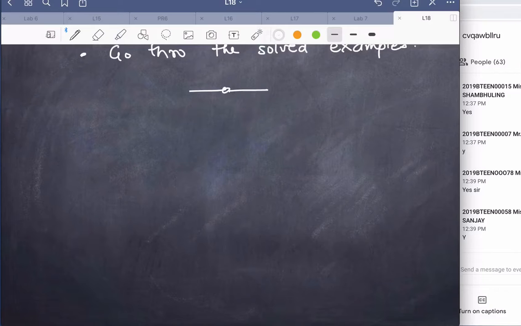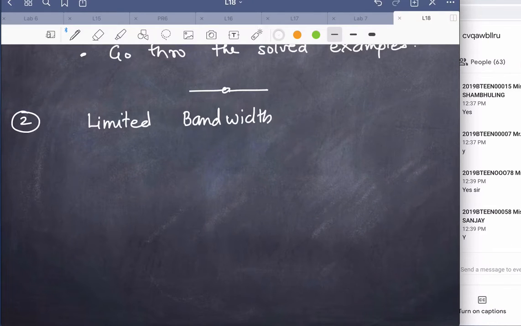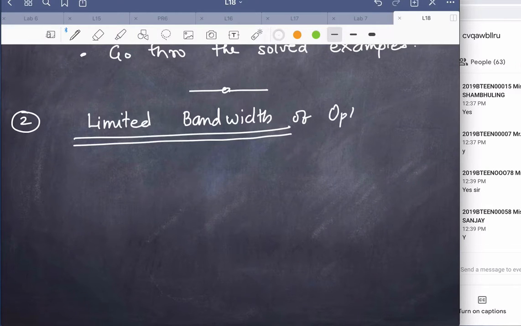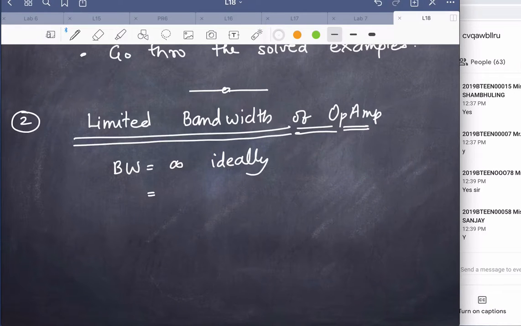This is the first part. The second part I wish to share, maybe I'll show you one demo also, is the limited bandwidth. Limited bandwidth of op amp. Ideally an op amp will have infinite bandwidth, but it will be finite practically. So let me show you the demonstration.